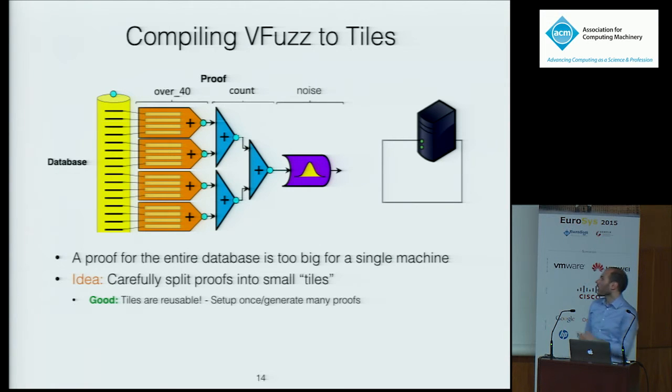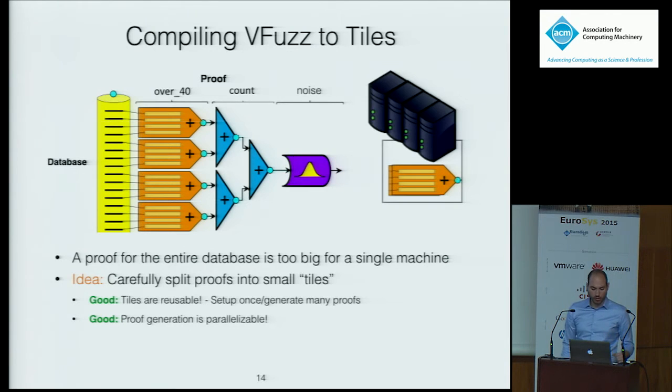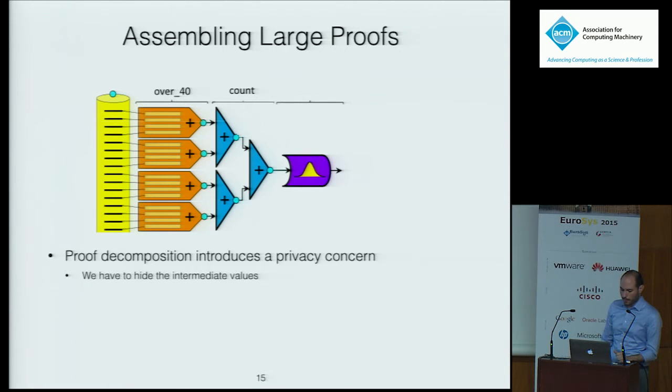First, our tiles are reusable. And as you can see here, we needed to compile only 3 small tiles, and then we used those 3 tiles to generate the proof for the entire database. Second, by having many small tiles, we can parallelize them and use multiple machines to speed up the generation process. So we can see that by using tiles, VerDP is able to construct very large proofs quite efficiently.